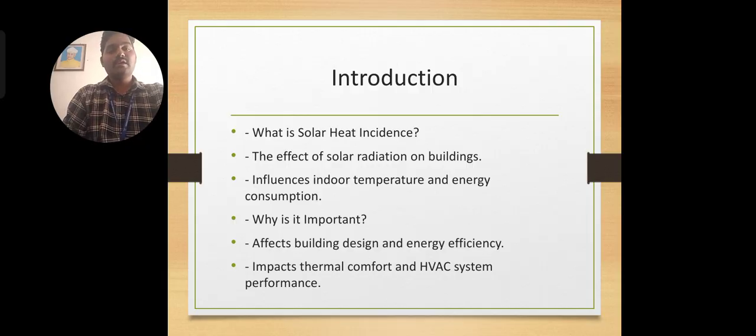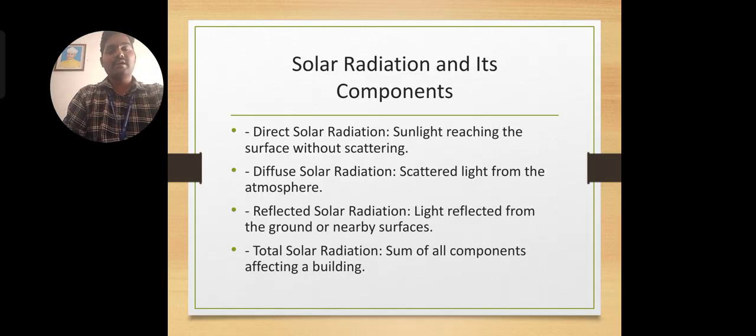And the next one, if you see the next slide, there is solar radiation and its components. First there is direct radiation, that means sunlight reaches the surface without any scattering. Then diffuse solar radiation, that means scattered light from the atmosphere. Then reflected solar radiation, light reflected from the ground and nearby surfaces. And total solar radiation, the sum of all the components affecting the building.